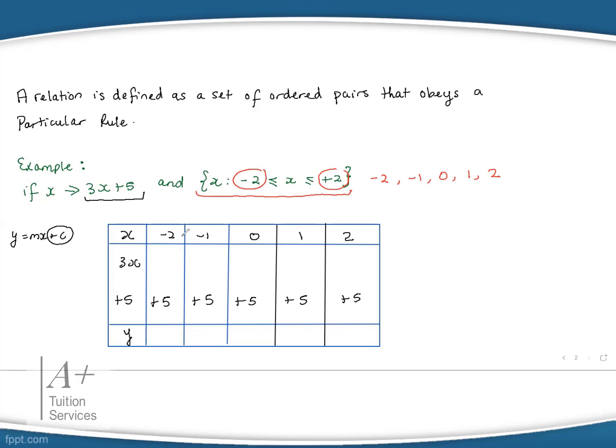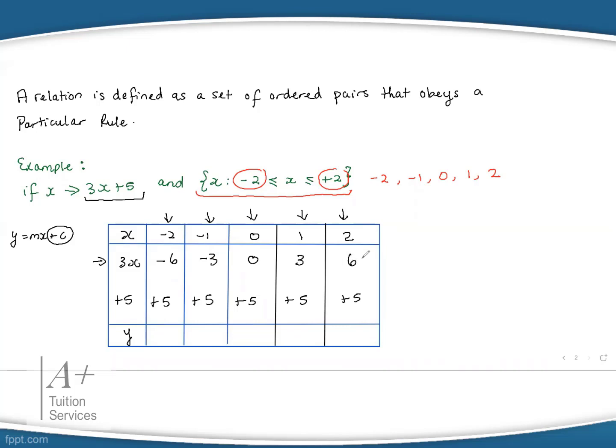When we come here now, we have to multiply what's in the top column by this x value here. So -2 by 3 is going to give me -6. -1 by 3 will give me -3. 0 multiplied by anything will give me 0. 1 by 3 is 3. 2 by 3 is 6.